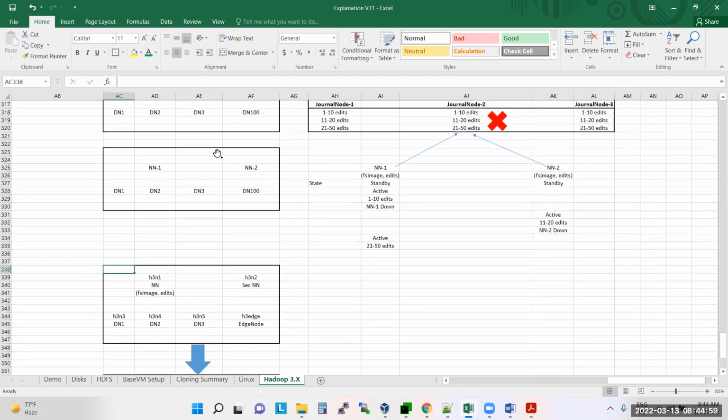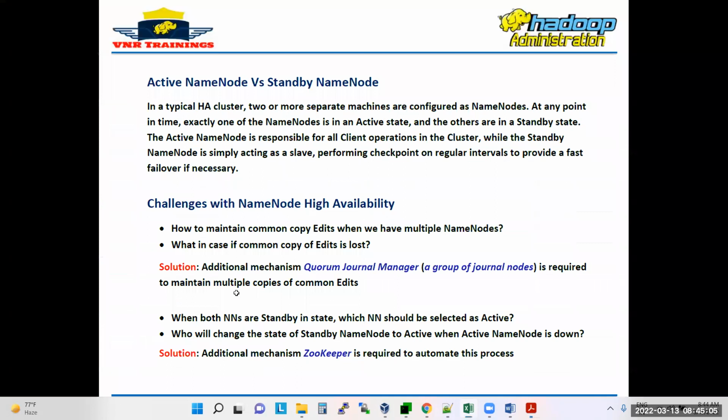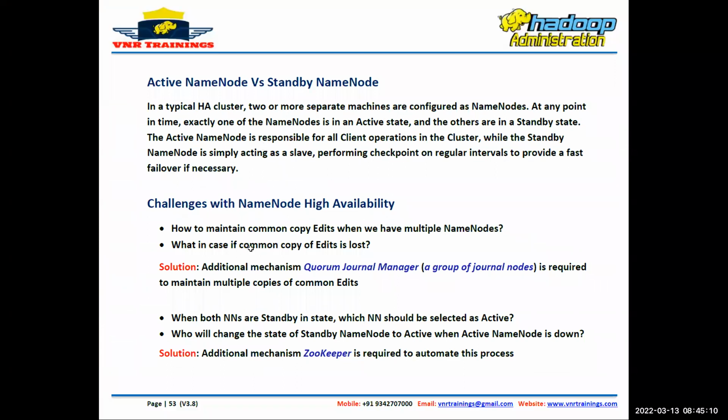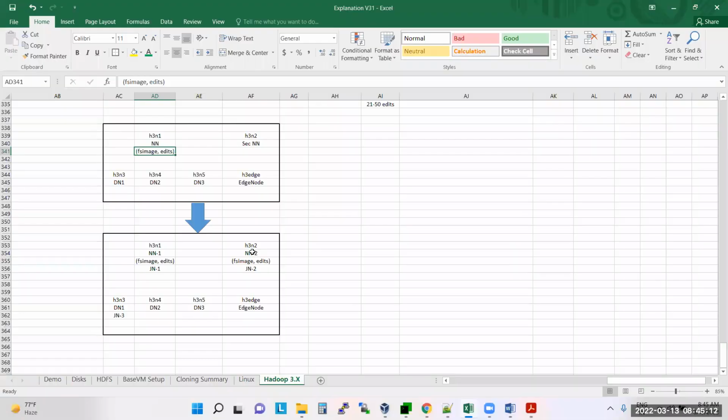So you understood now who will perform the checkpoint in case the secondary name node is not there. In Hadoop 2.x, they removed the secondary name node. In that place, they got one more name node. They are playing with the active-standby model. Whichever name node state is standby, that name node will be performing the checkpoint.